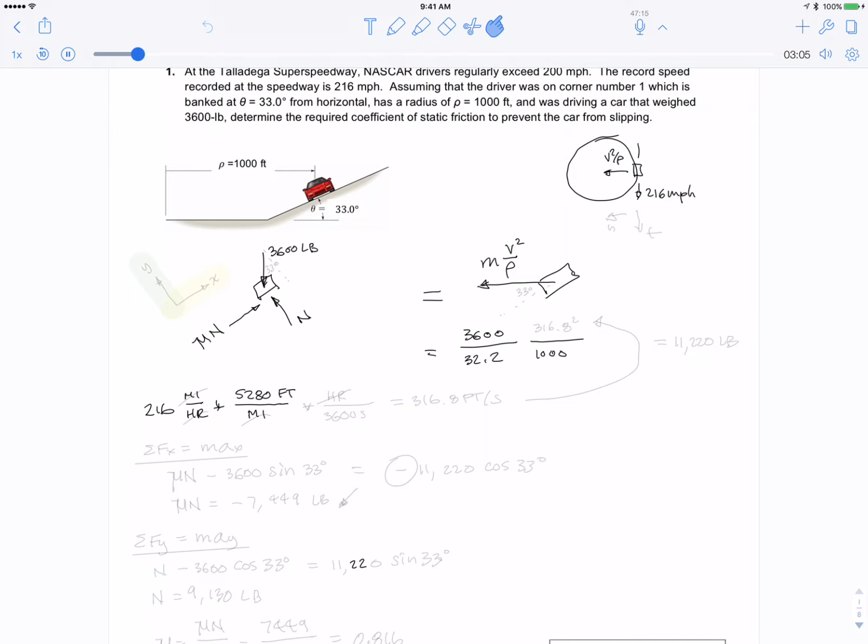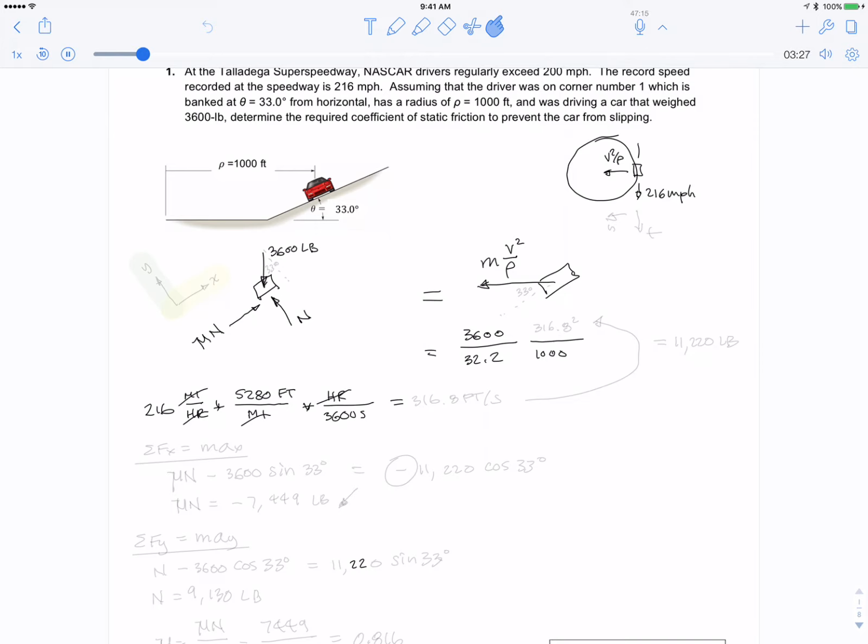So see how that's 1. 5,280 feet equals 1 mile. So we're just multiplying by 1. And we need to change the hours into seconds. And so, 60 seconds per minute, 60 minutes per hour. So 3,600 seconds per hour. Okay, so that's how this works. That will cancel that. That will cancel that.